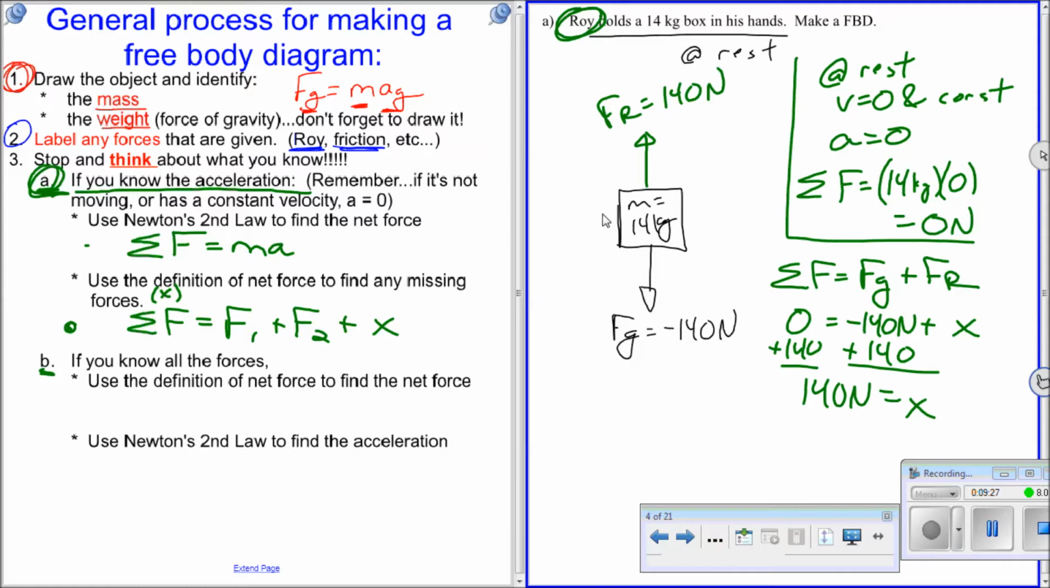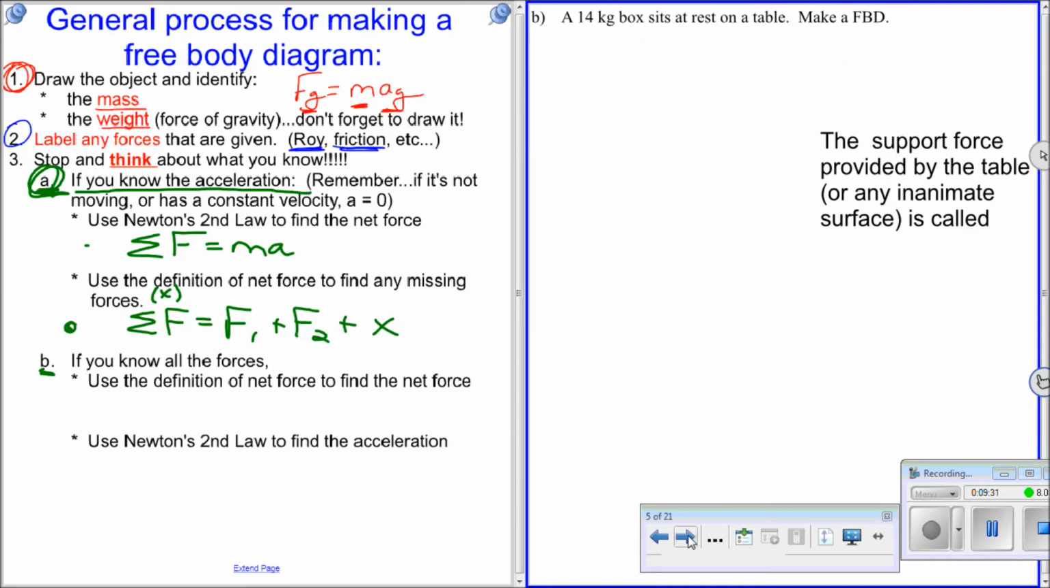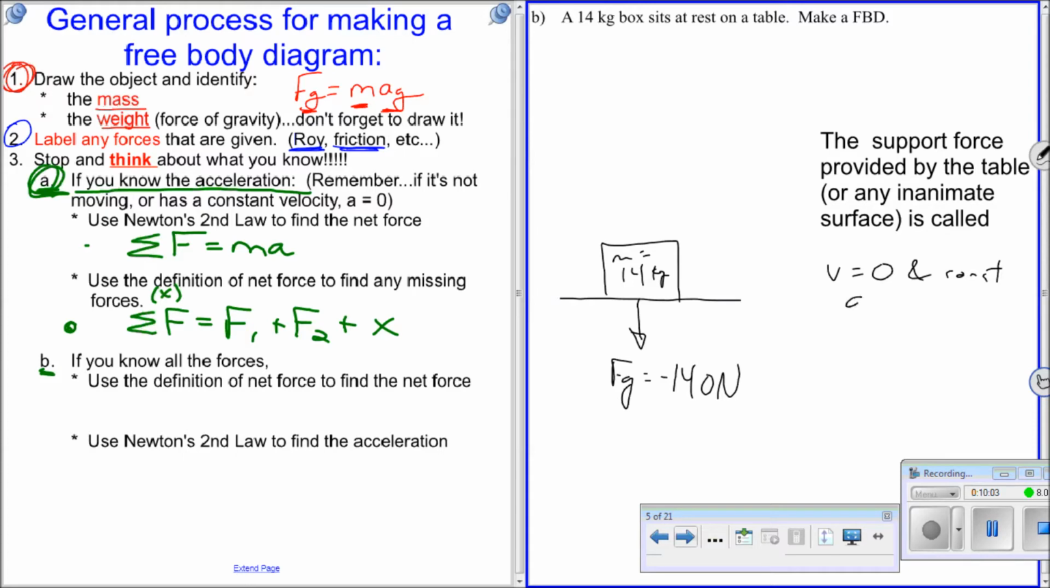Okay, so let's do another one. Now, the second one here, it says a 14-kilogram box sits at rest on a table. So it's really the exact same thing, except that instead of Roy holding it, now it's sitting on a table. So the process that you use to solve this is exactly the same, right? You go, okay, well, I've got this box, it's sitting on a table, mass is 14 kilograms, gravity is pulling it down with a force of -140 newtons, right? 14 times -10. Off to the side, you go, oh, the velocity is 0, and it's constant. That means my acceleration is 0. That means my net force has got to be 0.